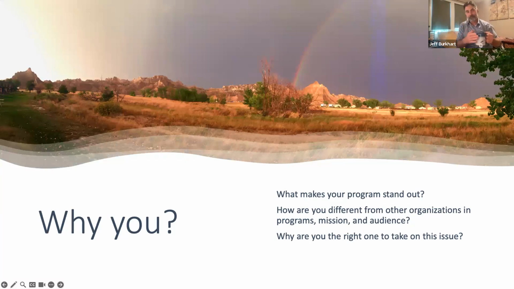And then the next step is to think about why you're the right organization to do this work. How are you as an organization different from other organizations in terms of your mission, your audience, your various programs, and what about your work makes you the right organization to take on a particular issue? What makes you as an organization stand out? And give this a lot of thought.